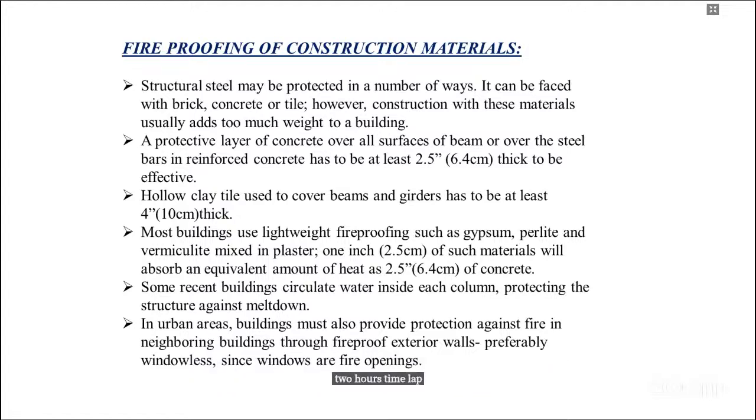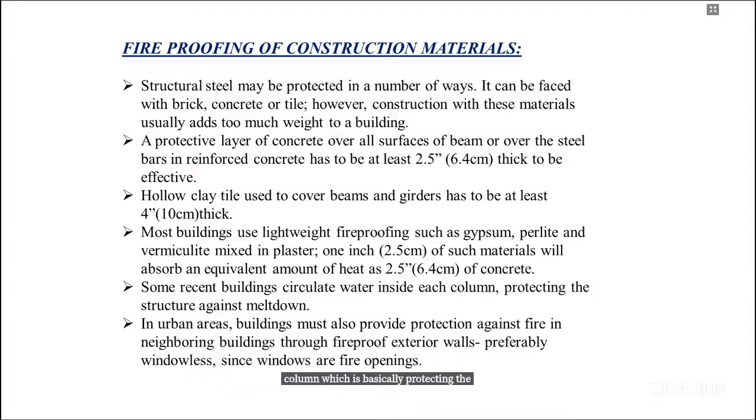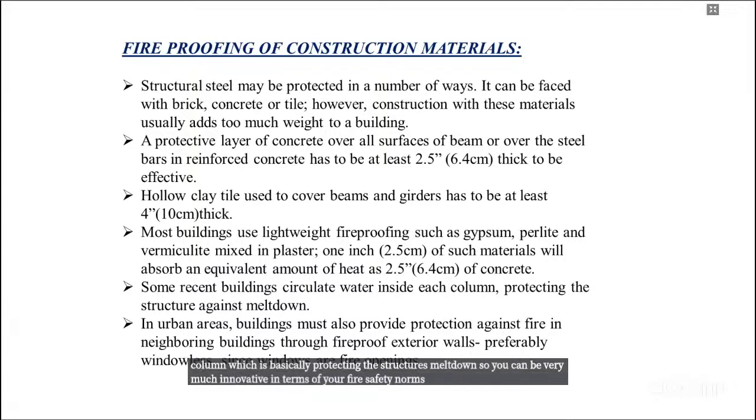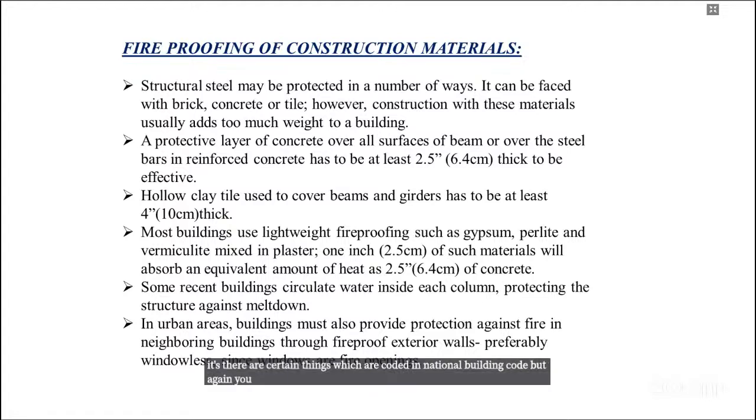Some recent buildings circulate water inside each column, protecting the structure against meltdown. So this is a very good and innovative approach these days, circulating water inside columns, which basically protects the structure from meltdown. So you can be very innovative in terms of your fire safety norms. There are certain things which are coded in the National Building Code, but again, you have to be very efficient in designing and in giving different types of material solutions.